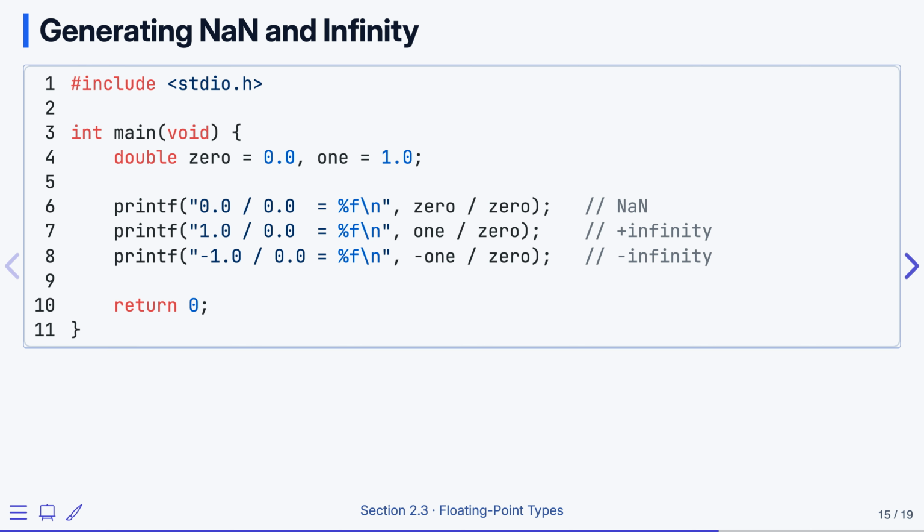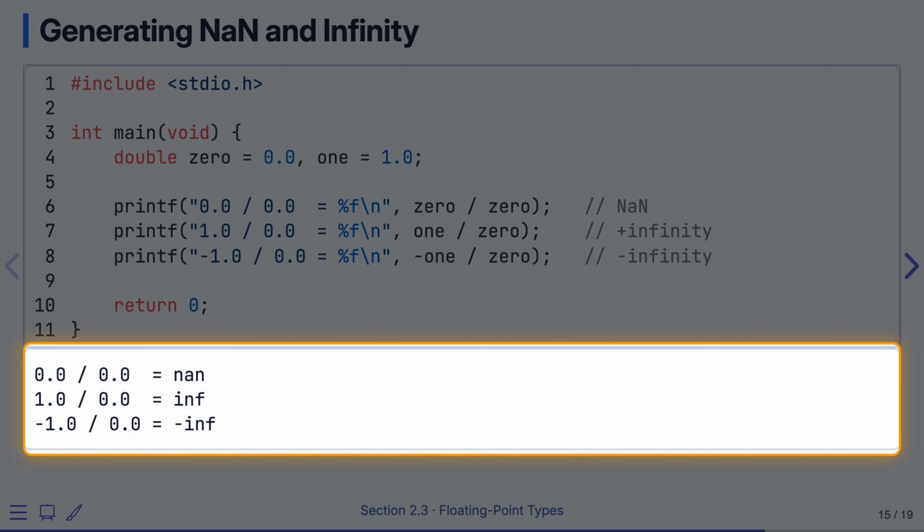Here is a program that generates both special values. We make a variable zero set to 0 and a variable one set to 1. Then we divide 0 by 0, 1 by 0, and -1 by 0. The output prints nan, inf, and -inf. Dividing a floating point number by 0 does not crash. On modern hardware it produces infinity or NaN instead. And remember, NaN spreads. Any arithmetic with NaN produces NaN, so one NaN can poison every result after it.